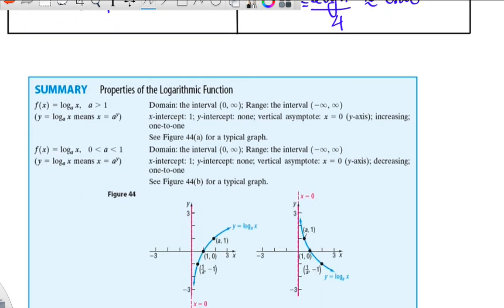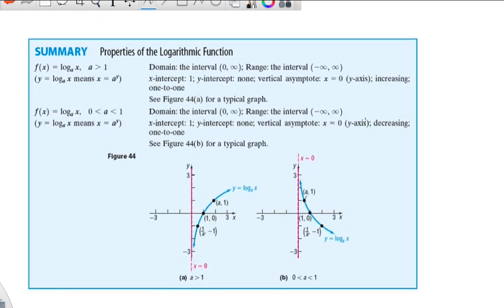And then this is a quick little recap of the whole thing over here. So if a is larger than 1, we get an interval for the domain from 0 to infinity, and the range is from negative infinity to positive infinity. That would also be the case if the base here is between 0 and 1. Now we haven't done much with this, but this one refers to the following, and we'll look at both of these.